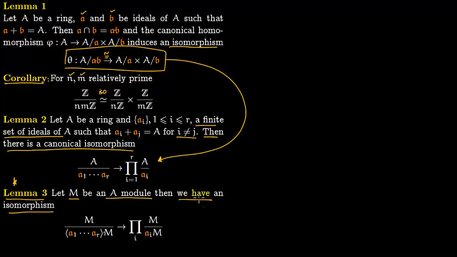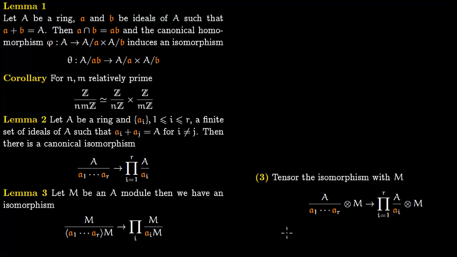So first let us prove this lemma 3. It is easy to prove if you assume lemma 2 holds. We are saying there is a canonical isomorphism here. You carry this entire isomorphism here, and then you tensor both sides with M. So tensor this side with M and tensor this side with M. That is precisely what we have done here. So this will also be an isomorphism.